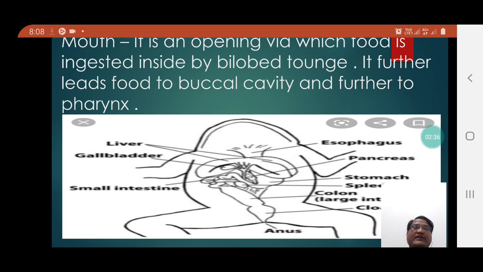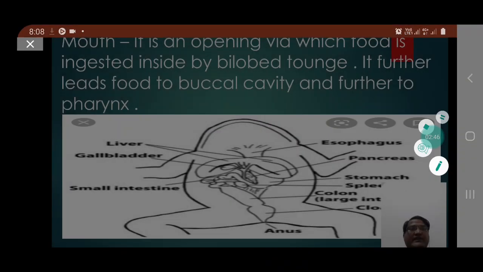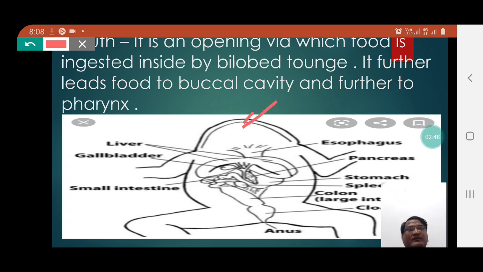Buccal cavity actually is a cavity which is found just next to the mouth. So, students, here this will be the buccal cavity which further leads the food to the pharynx. This is the particular part of the pharynx which you can see in the picture.